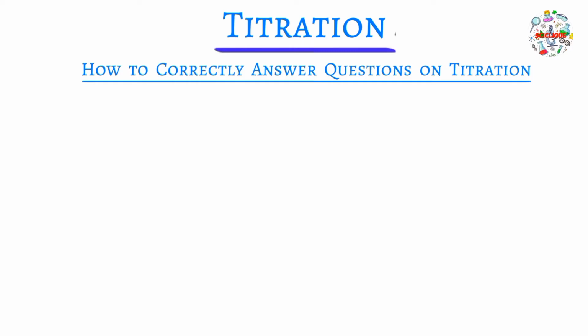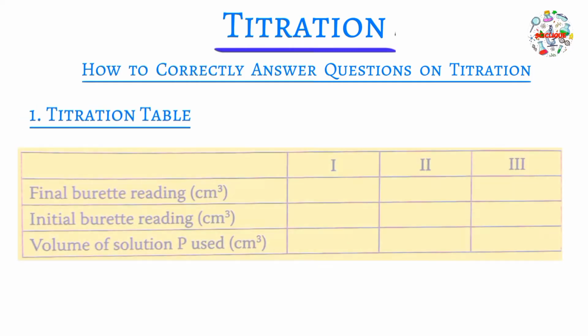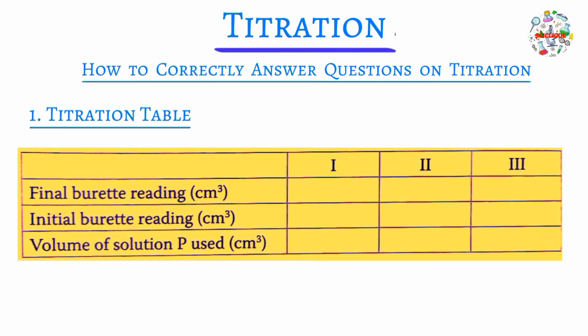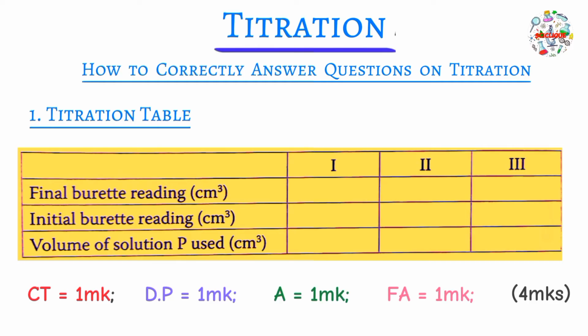Number 1 is where we have the table. This is the first question that you have to answer. You have to complete the table. The table usually has 4 marks, and the marks are divided as follows. You have 1 mark for completing the table, another for the decimal place, another for accuracy, and the final one for the final accuracy. So those are 4 marks in total.